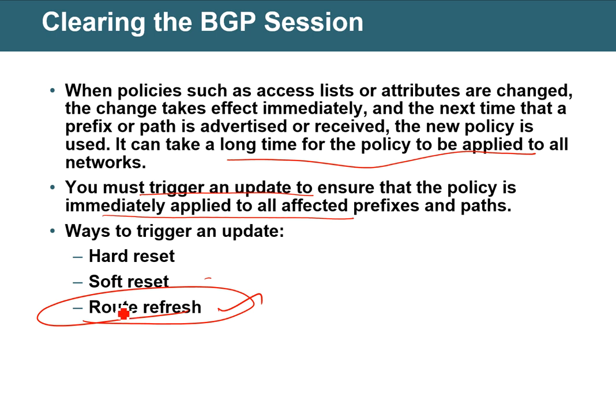This route refresh is of two types. One is to remove the neighbor completely and re-establish the neighbor with the latest updates. The other one is to not remove the neighbor, just re-establish one more time by sending the updated updates. Two things: hard reset and soft reset.